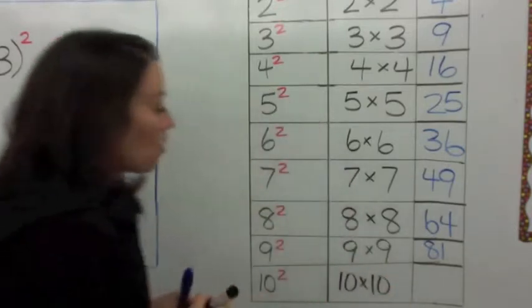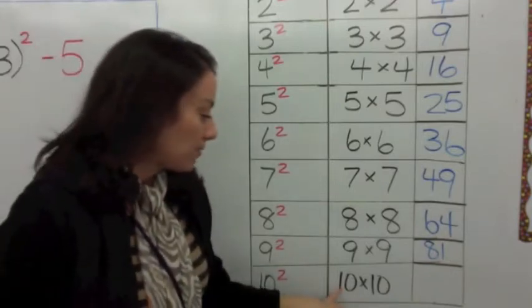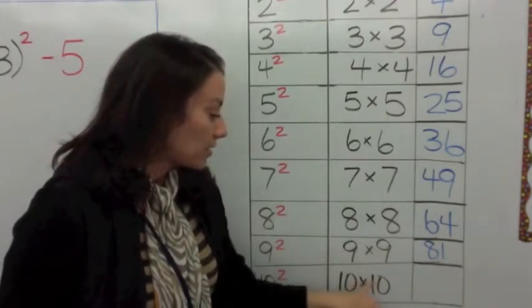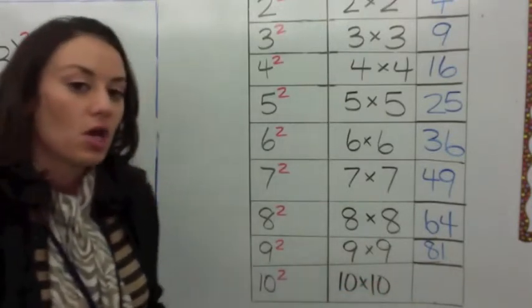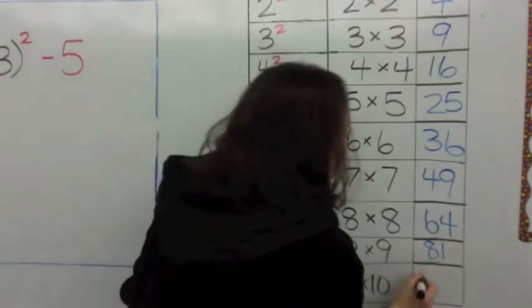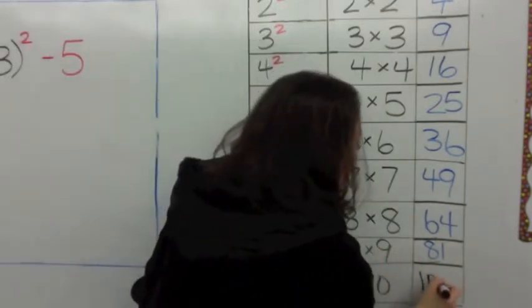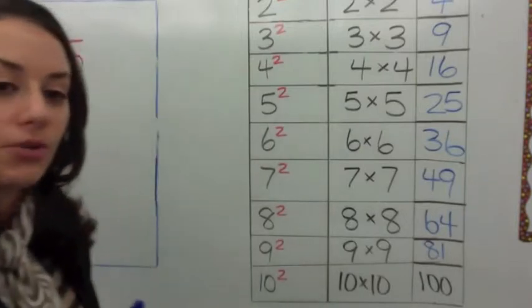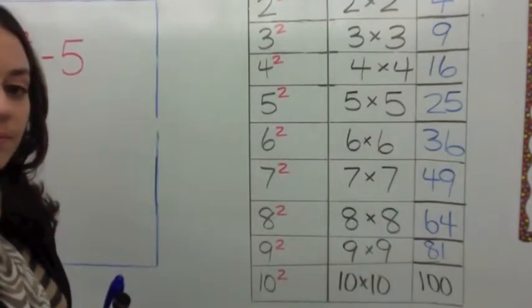Okay. Take a look at 10 times 10. How many zeros do you have in 10 times 10? You have 1, 2 zeros. So 10 times 10 is 1 with 2 zeros, or the number 100. Go ahead and get that down.